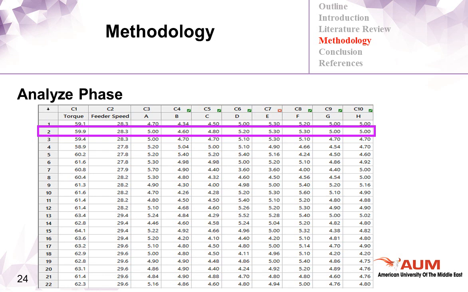For example, for point C, data point 2 was out of control, and when we look at data point 2, we can see that the torque is 59.9%, which is below 60%, and this explains why it produced a defective pipe. So we removed this data point. The same procedure was followed for all out of control signal data points.